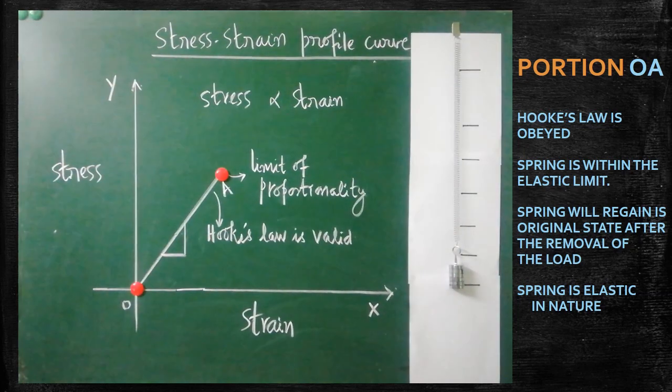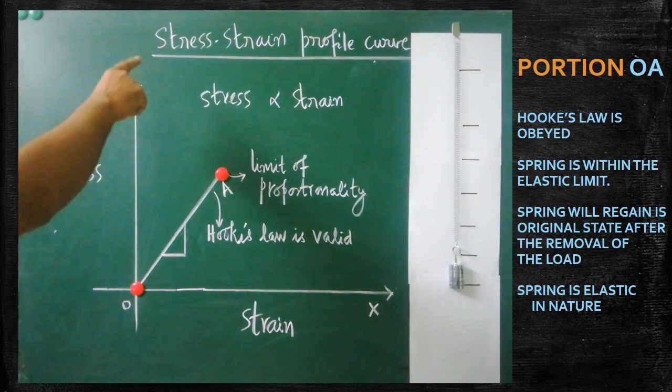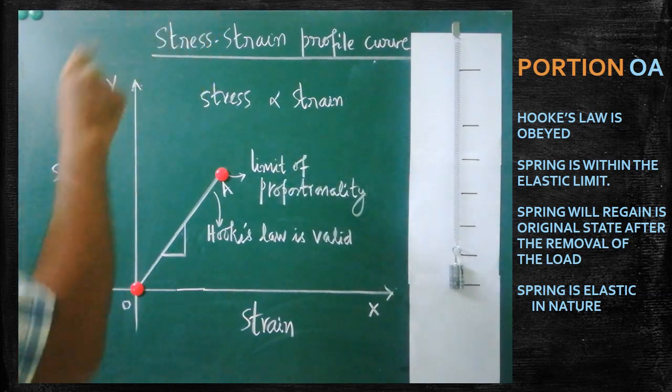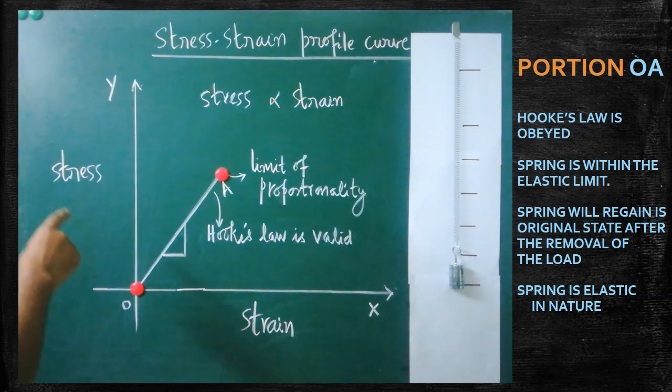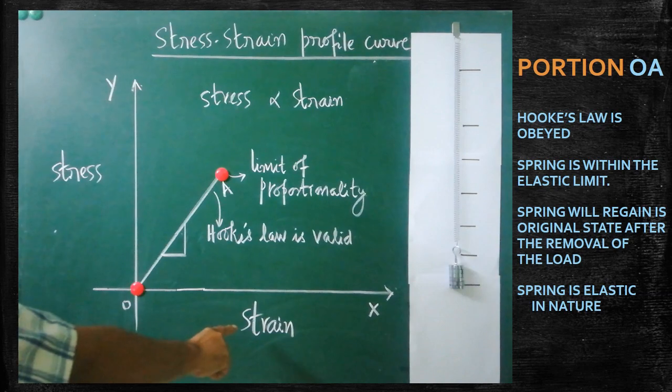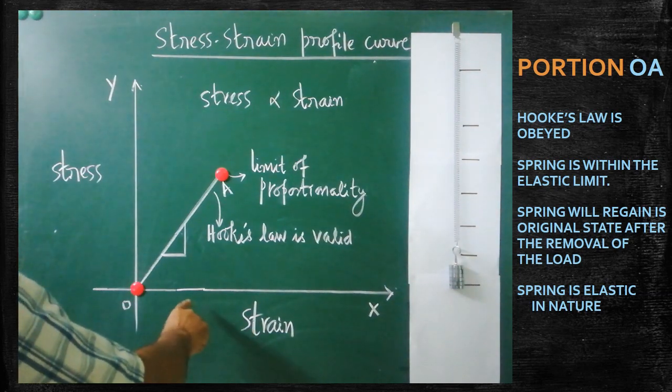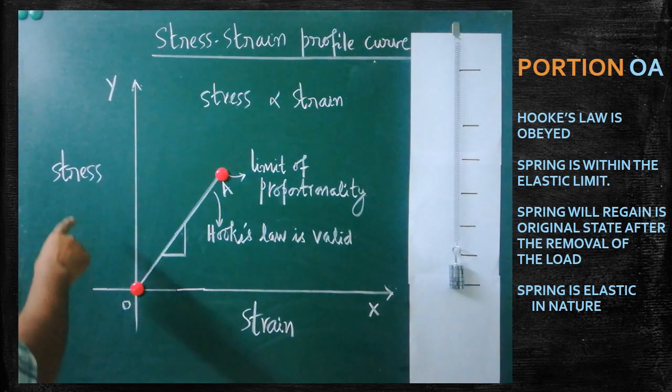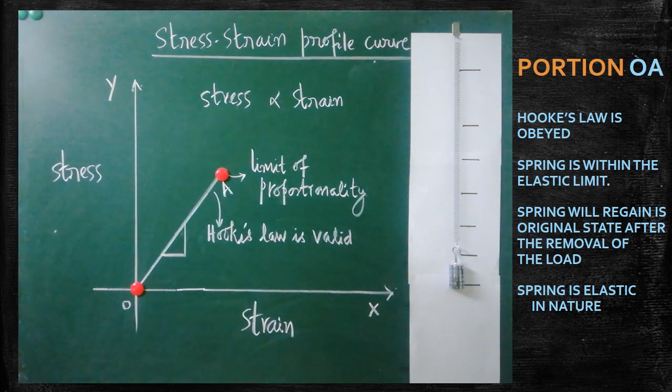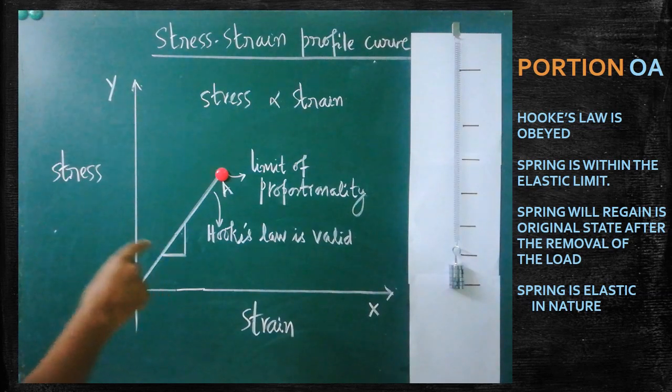Today we are going to learn about the concept called stress strain profile graph. The graph is drawn between the stress and strain. Strain is taken along the x-axis and the stress is taken along the y-axis. Now we are going to see how the variation occurs between the stress and strain.